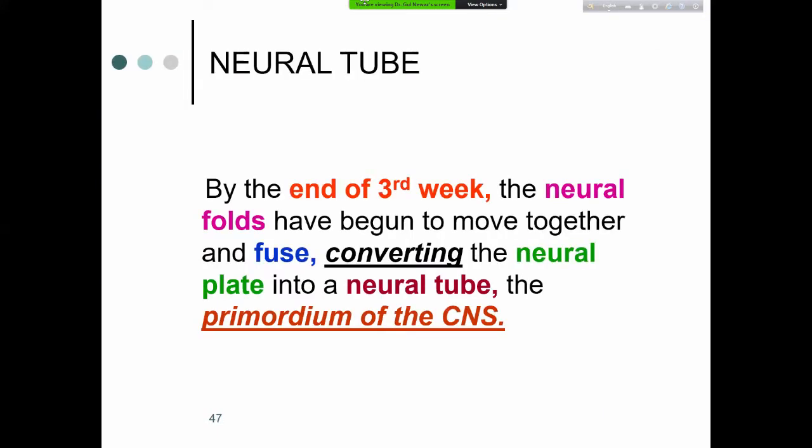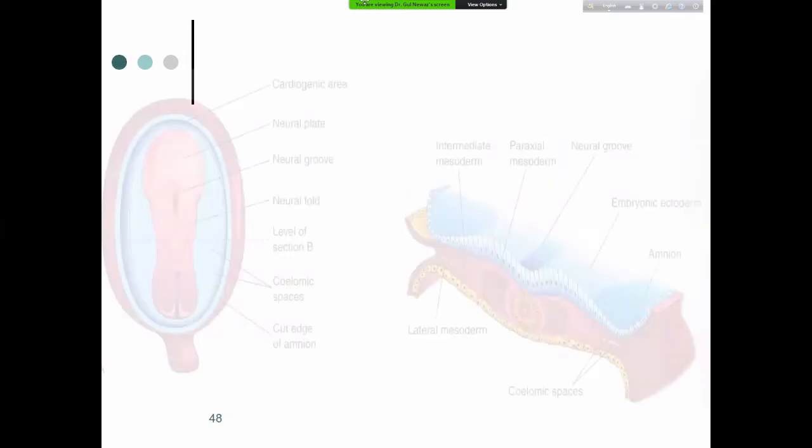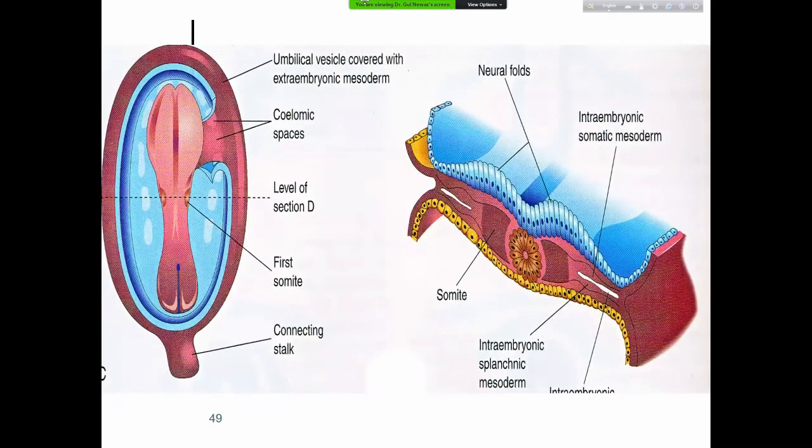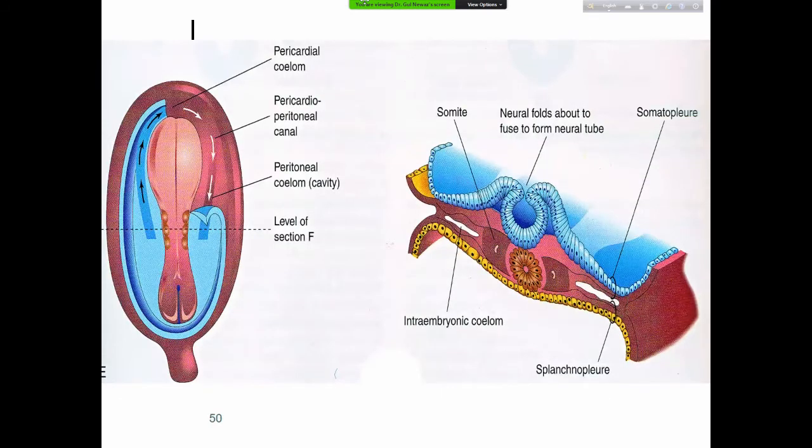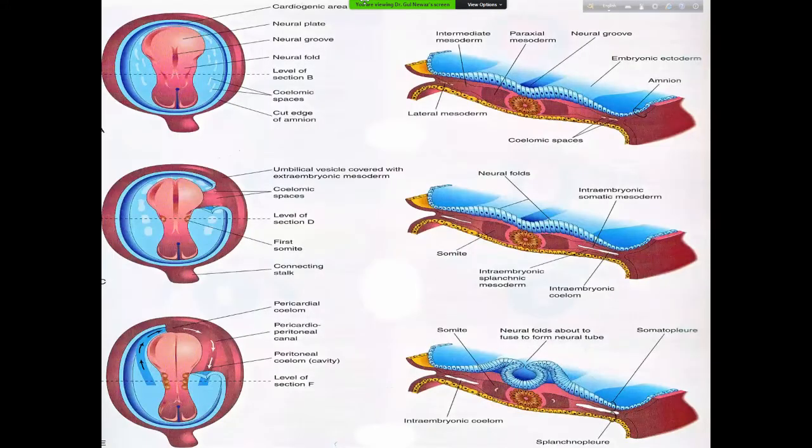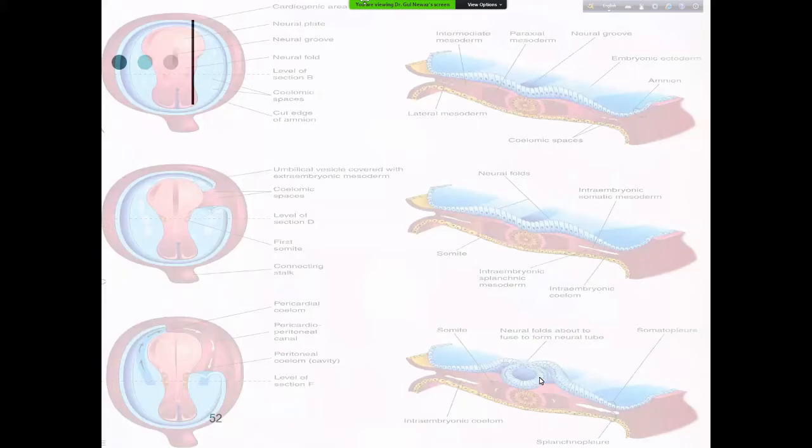So there is the formation of the neural tube. That is what I said: by the end of the third week, the neural folds have begun to move together and fuse, converting the neural plate into a neural tube, and the neural tube is the primordium of CNS. So I'm showing you the figure. Ultimately they will form serially. I can show you neural groove, neural fold thickens, groove is deepening, and there is the formation of the neural tube.